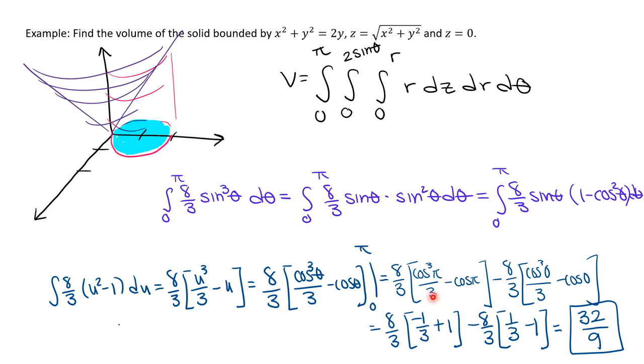Cosine of pi is -1, and cosine of 0 is 1. So use those facts. Did a bunch of arithmetic. Hopefully I didn't make any mistakes. And my final answer was 32/9. And again, that answer represents the volume of this object.